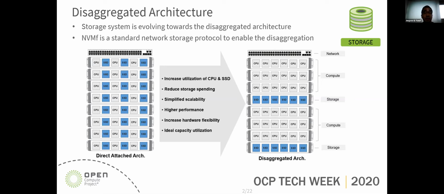For example, you can increase the CPU and SSD utilization because you can optimize resource allocation in a pool. You can also decrease the TCO of infrastructure by reducing the storage spending. And the flexibility of infrastructure will increase. You can dynamically allocate the compute and storage resources of a shared storage pool, which will result in higher utilization and bigger CapEx savings. So NVMe Fabric is a standard network storage protocol to enable such disaggregation of storage pool.